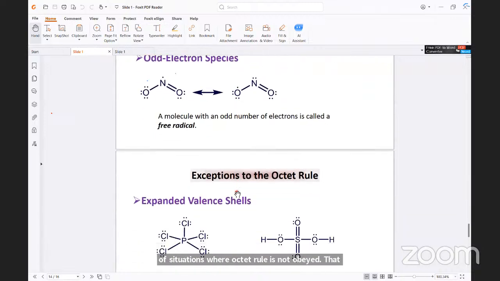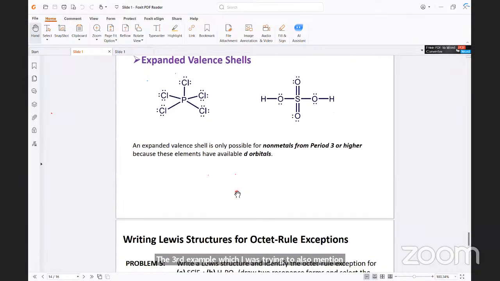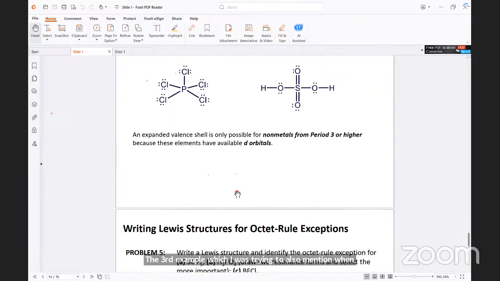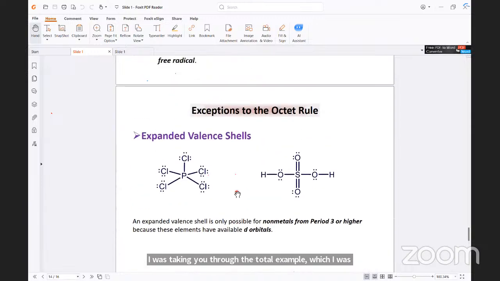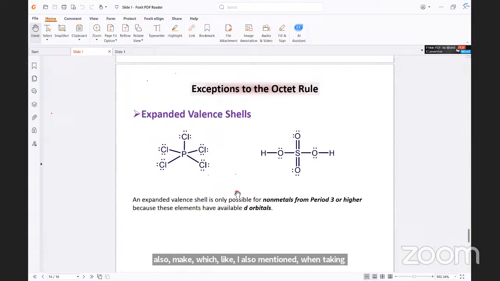The third example, which I also mentioned when taking you through the Lewis structure drawing, is when you have an expanded valence shell. This occurs when you come to the third row of the periodic table.